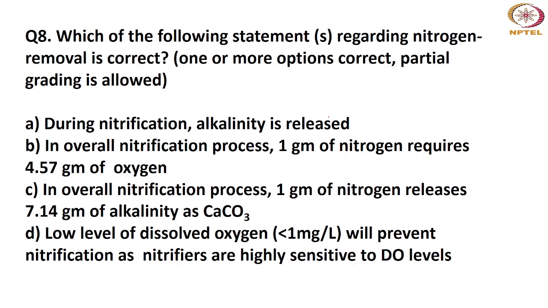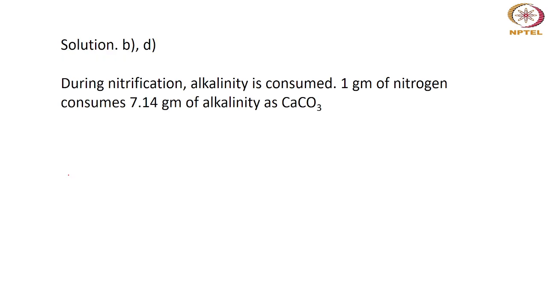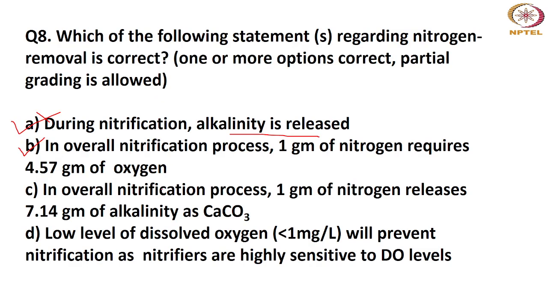So B, that is alkalinity, sorry, this one, B and C, right? So during nitrification, we can say that 1 gram of nitrogen consumes 7.14 gram of alkalinity as CaCO3. And for this, 1 gram of nitrogen requires 4.75 gram of oxygen.